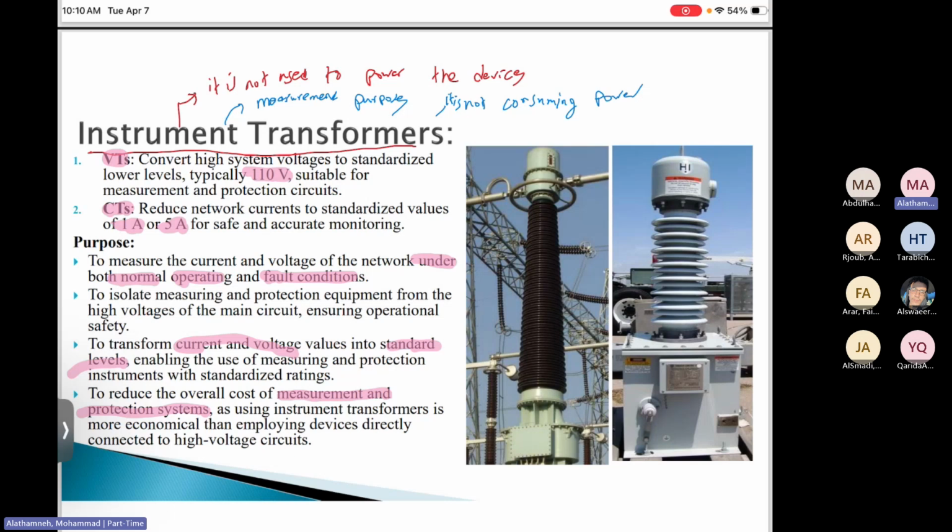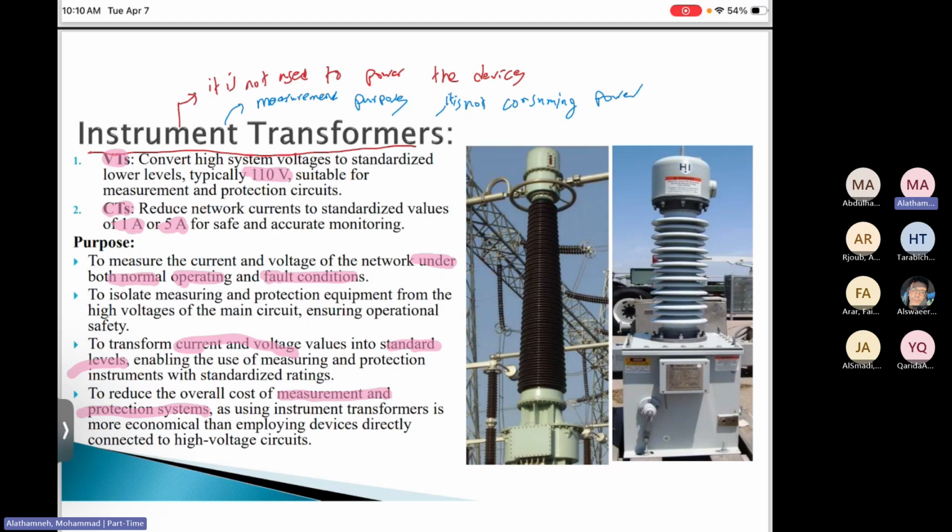We are using two examples, VT and CT. VT, which is the voltage transformer, converts a high voltage system to a standardized level like 110 volts, suitable for measurement and protection. The same thing for the current transformer, which basically reduces the current to 1 amp or 5 amps to maintain safe and accurate monitoring.